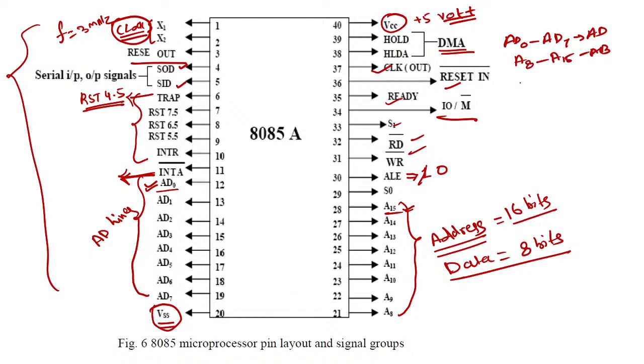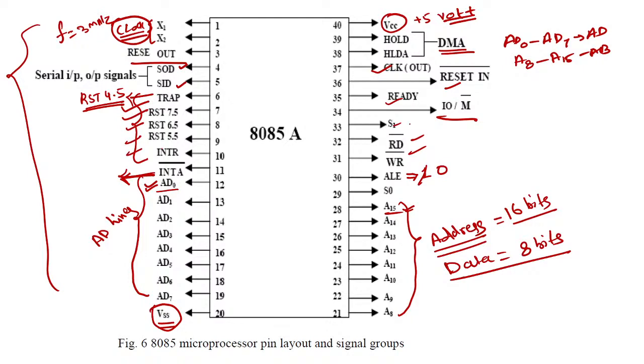Then we have externally initiated signals. Externally initiated signal means that external devices will initiate these signals. For example, external devices like input output devices can send the interrupts from the interrupt lines, right? These are also called externally initiated signals.